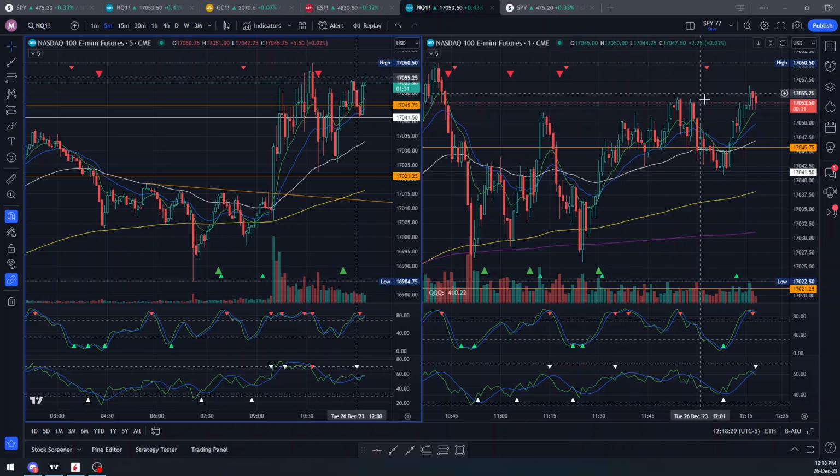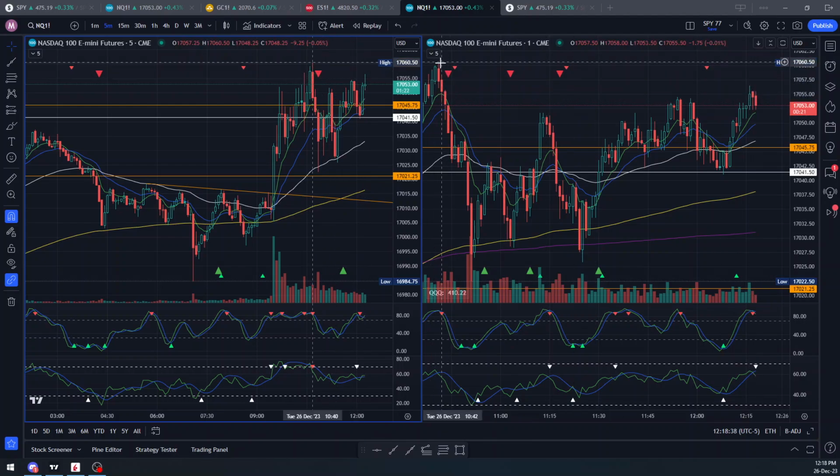Okay, so let's see what's happening here. We broke through this. I'm actually waiting for a breakout of this.